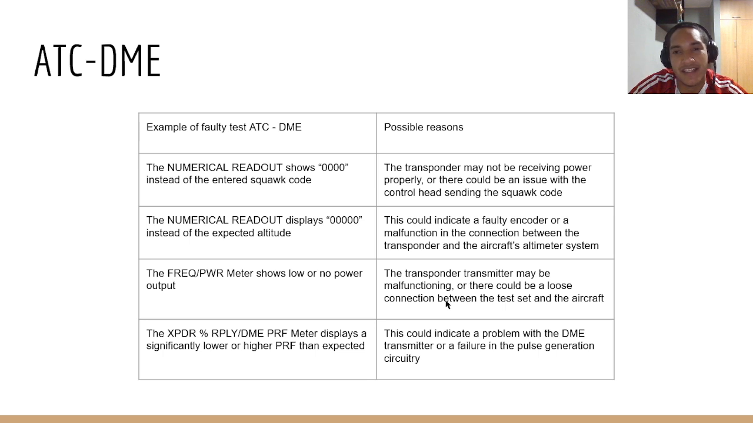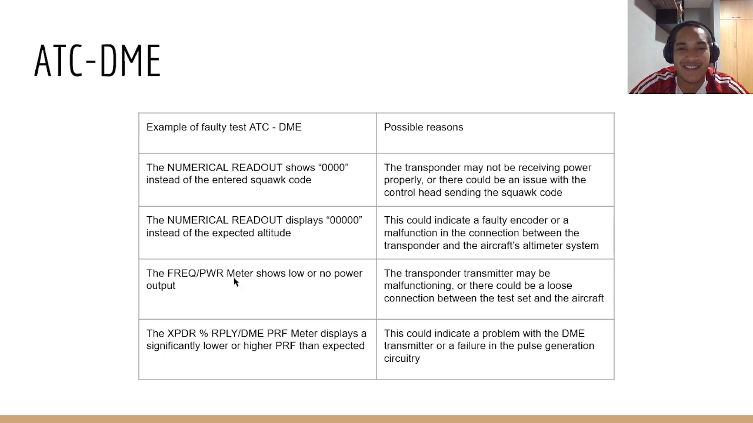So it could be that the transponder transmitter in the ATC of the aircraft, in this case the module, may be malfunctioning, or there could be a loose connection between the test set and the aircraft. That is because of the lock-on between the aircraft and the ground in the ATC, which could fail for other reasons, more deeply.